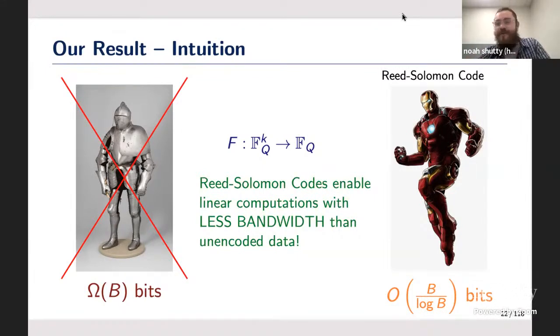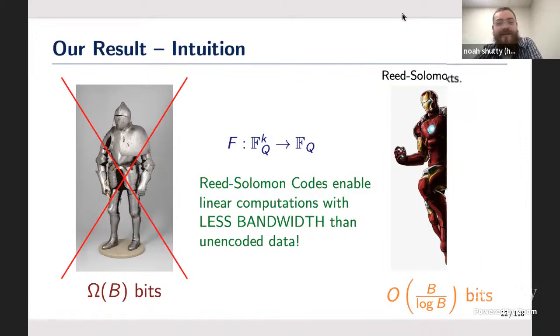Specifically, you can compute with just B over log B bits of download bandwidth, that's a little o of B. You can compute any linear function you want of your message. So this is only possible because when you encode in the Reed-Solomon code, you're doing some non-trivial computations and storing the outputs on all of the nodes. So you're able to take advantage of that. When you want to compute this new function, you're able to take advantage of this pre-computed library of functions.